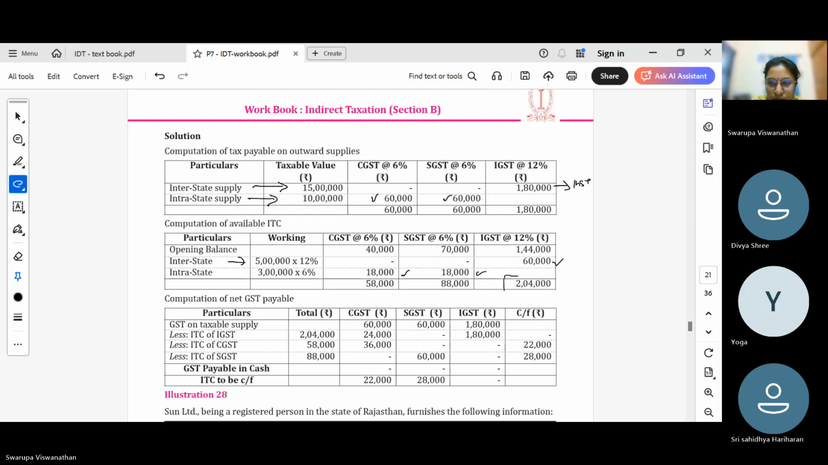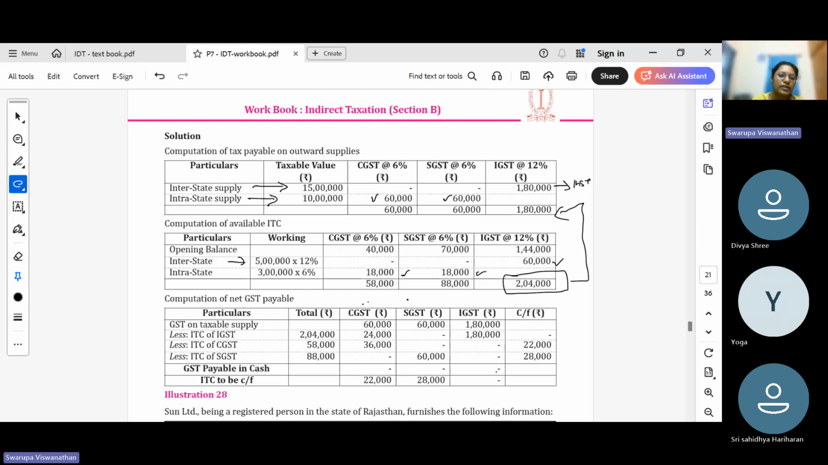Now, first, I have 2,04,000 as IGST credit. So first what we should do, we have to adjust it against 1,80,000. Okay. So IGST liability is made 0. Now after making IGST liability 0, what is the balance? There is 24,000 rupees left. So this 24,000 rupees can be adjusted with CGST, SGST equally. It can be adjusted in CGST completely. In any proportion, you can adjust.